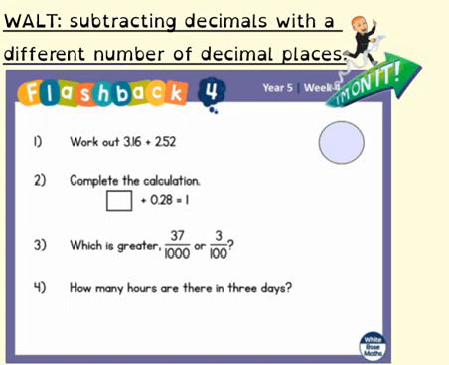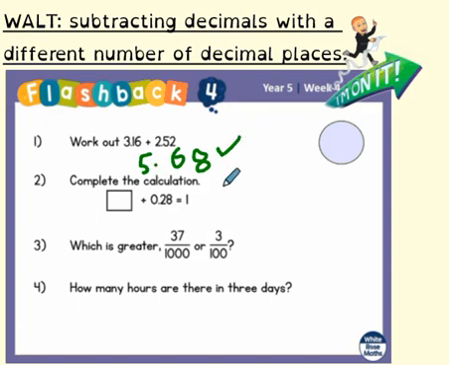Question 1, work out 3.16 add 2.52. The answer to those two added together is 5.68. No exchanging going on, so a number of you will have got the answer by just looking at the calculation and working it out in your head. Well done if you got the answer.